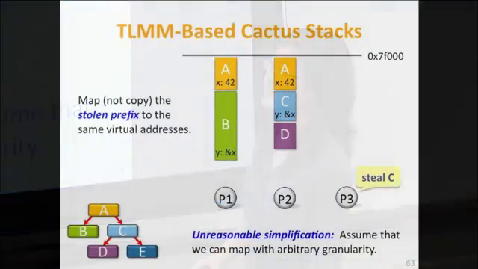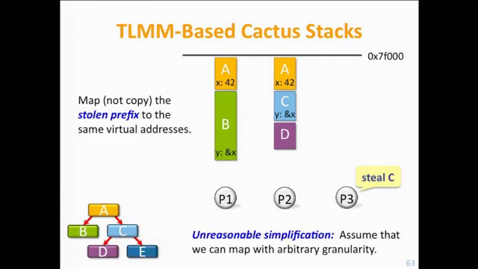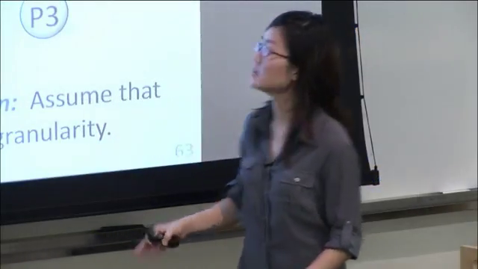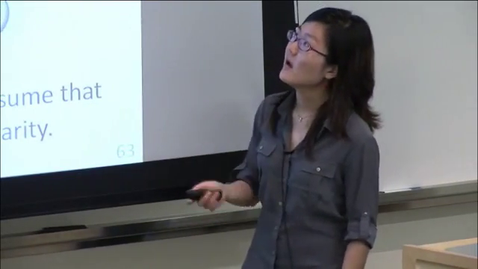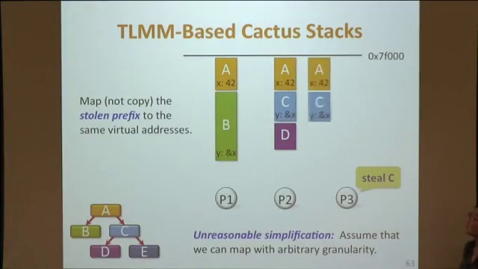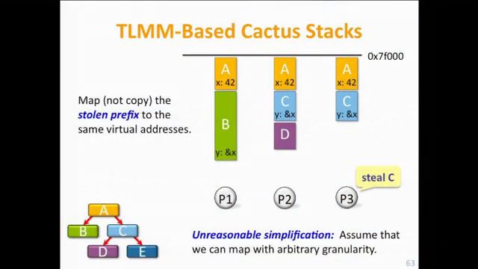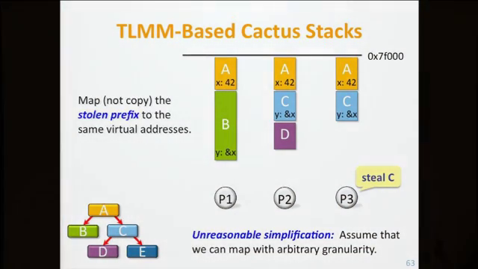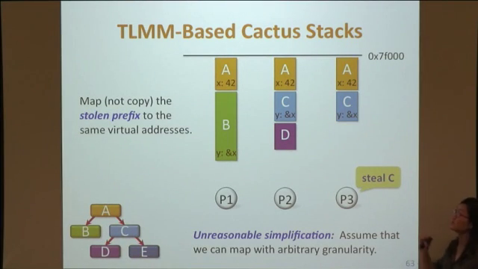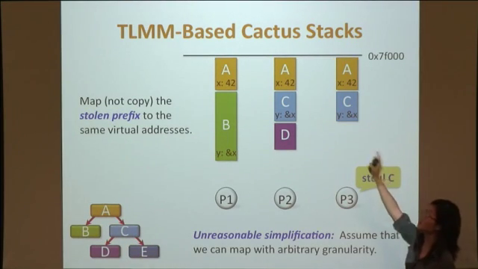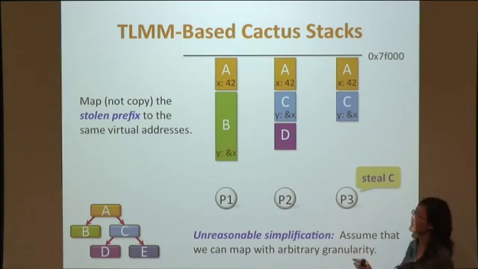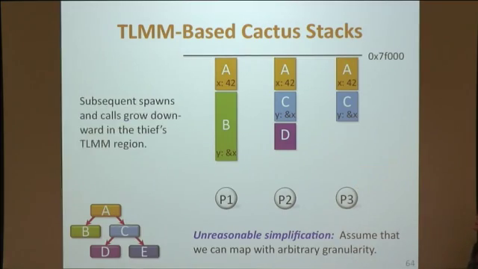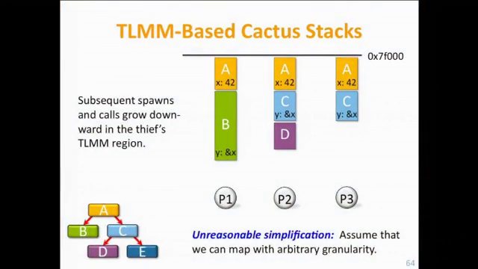P3 comes along and steals C. Properly speaking, it should be stealing A, fail to make progress, and steal again. But for the sake of simplification, let's say it steals C. So it steals C from P2. In this case, the stolen prefix corresponds to A and C. So it maps the physical memory corresponding to frames A and C in its own TLMM region, aligning at the same virtual address as in P2's space, and then resumes and continues execution.